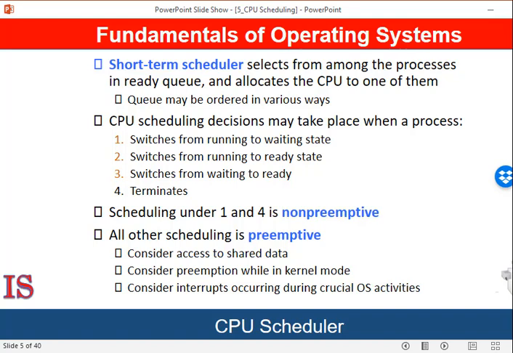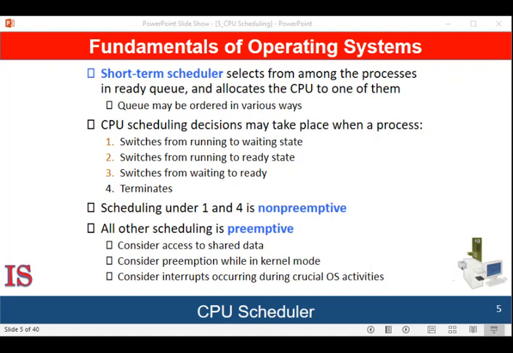Second one is when a process switches from running state to ready state. That's when an interrupt occurs, perhaps caused by its time running out. Thirdly, when a process switches from a waiting state to a ready state, as would occur with the completion of some input-output request. And finally, when the process finishes, when it's terminating.